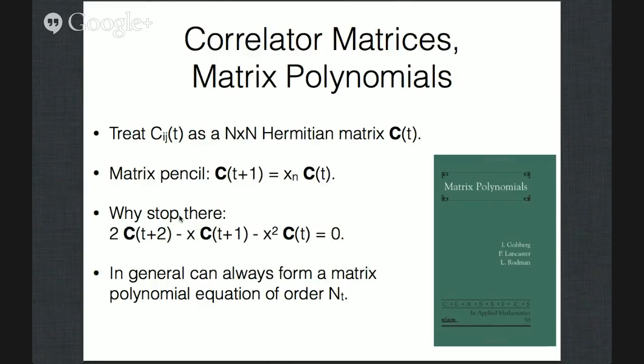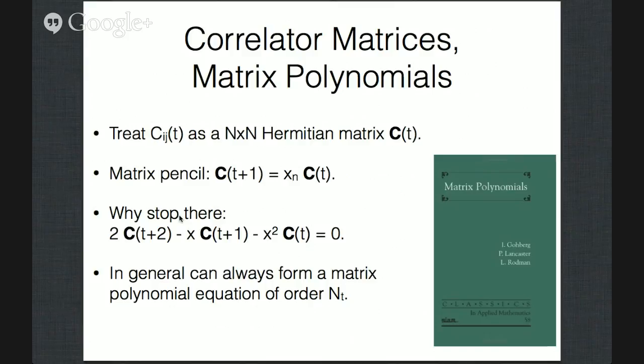The next one, so I'm getting there. No, this gives you already, if the dimension of this matrix is n, this gives you n solutions to begin with. You've already got n solutions. Now, so then I say, well, look, if I did this, why can't I combine three time slices? You could call it a higher order pencil.